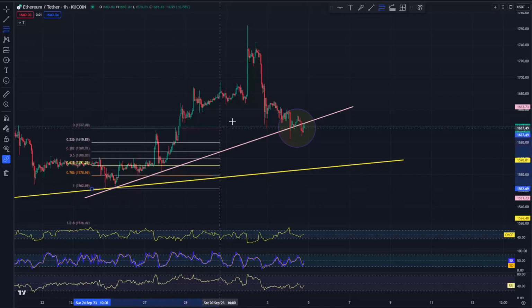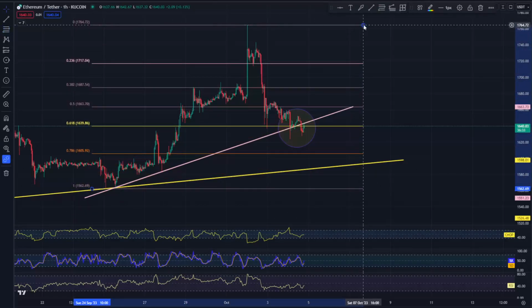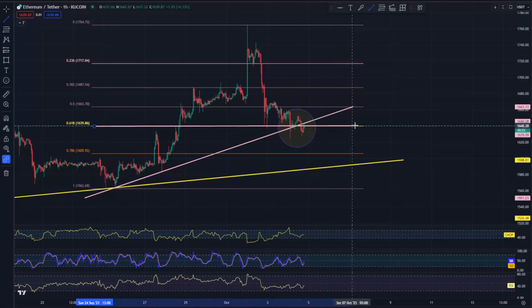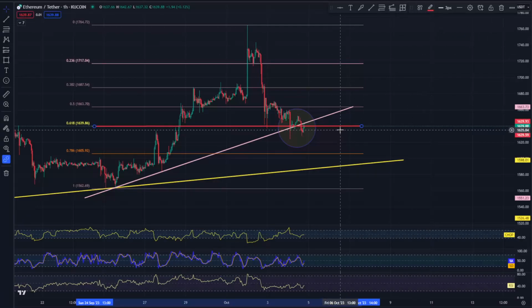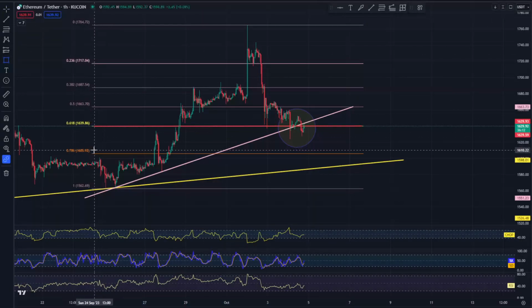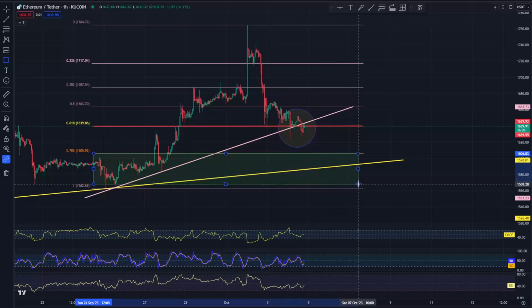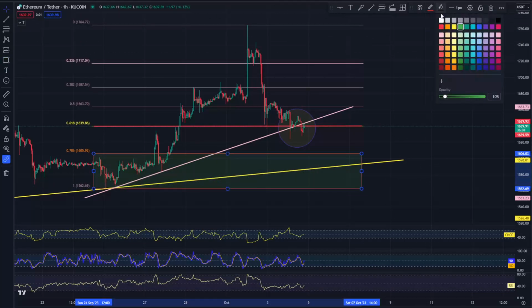Let's now move on to marking support points for the price, and we can see that first of all we have support at the level of $1,639, at which the price is currently struggling to stay. But when the support is broken, we can see a drop to the area of the strong support zone from $1,606 to $1,562.